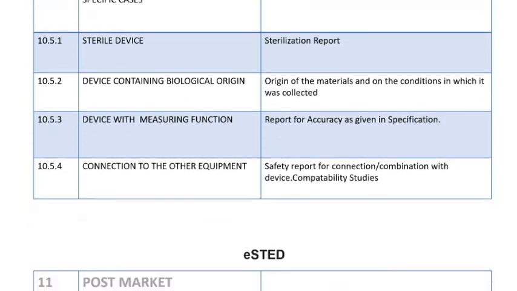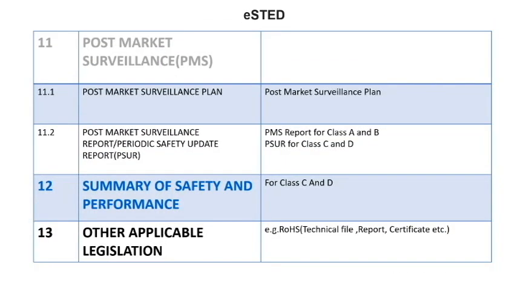Post-market surveillance: post-market plan and post-market report for Class A and Class B, and periodic safety update report (PSUR) for Class C and Class D. Summary of safety and performance for Class C and Class D. Other applicable legislation, for example RoHS: such technical file, report, certificate, etc. to be referenced.